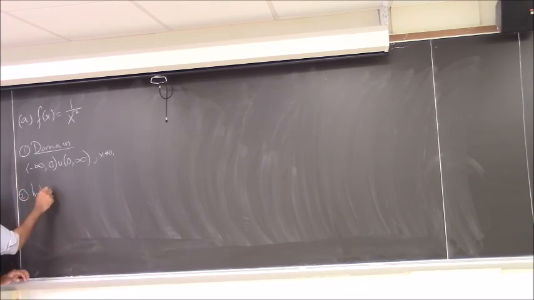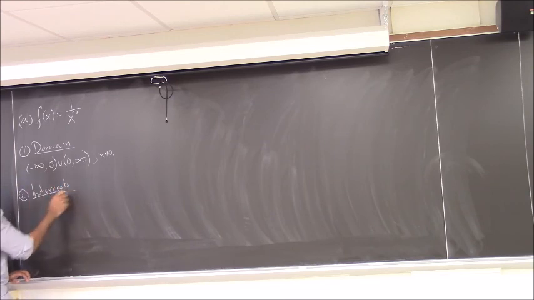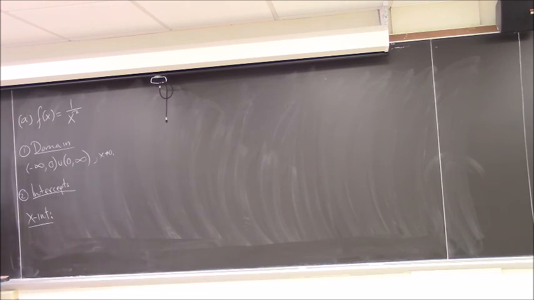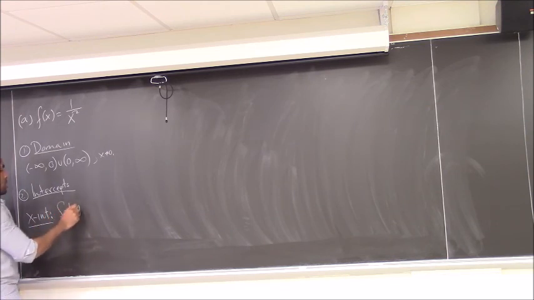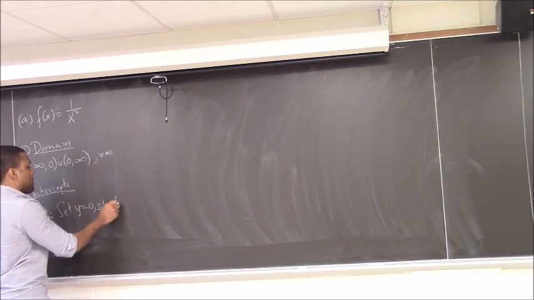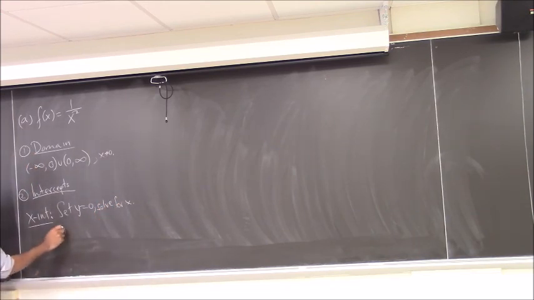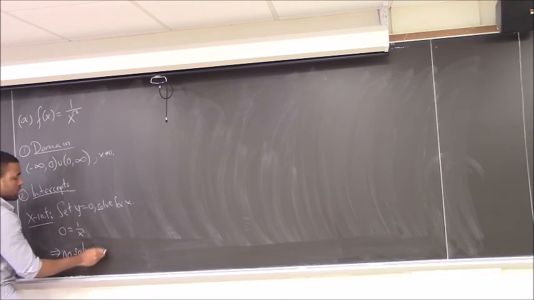Now we're going to look for intercepts. X-intercepts, y-intercepts. Let's start with the x-intercepts. How do you find x-intercepts? Set your original function equal to 0. Set y equals 0, solve for x. So this means that 0 is equal to 1 over x squared. What's the solution? There's none. No solution. This means there are no x-intercepts.